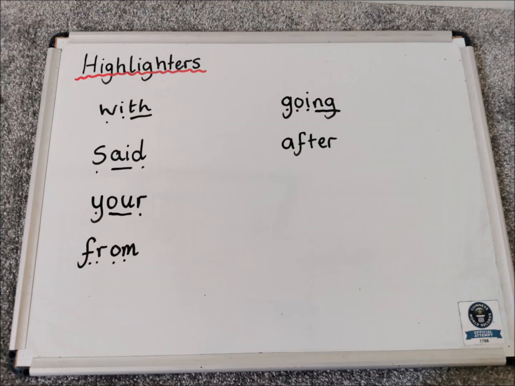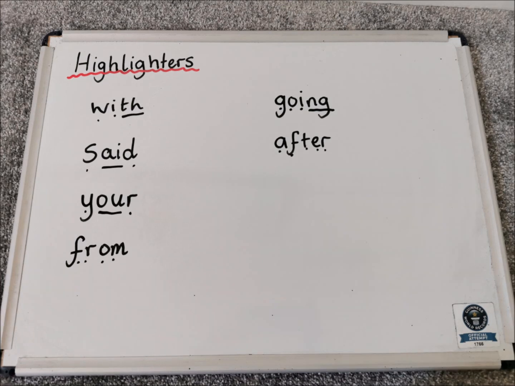Next word, after. After. Again, some of the sounds can be a little bit tricky to hear, so we just take our time, we sound it out, and we diacritically mark it. It's got 5 sounds, after. So 5 different sounds in that word.